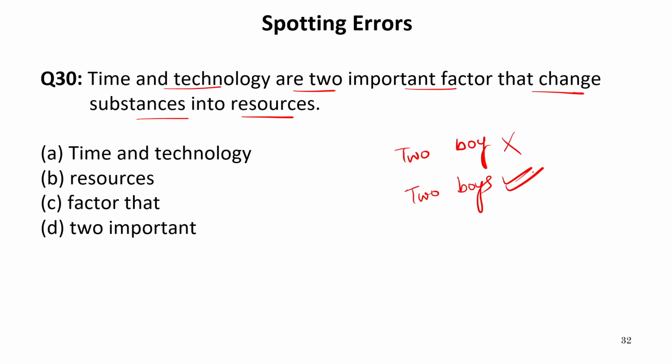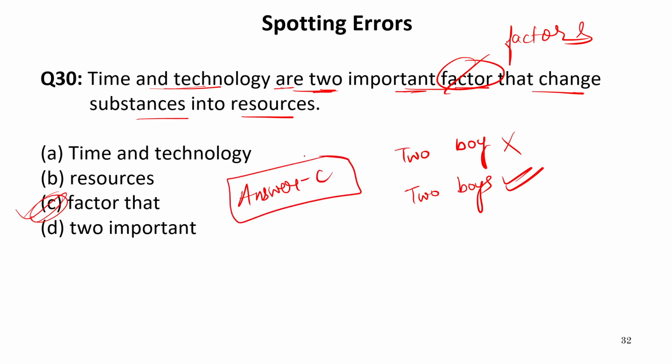Because if there is a number, the noun used after it should be in plural form according to the number which is given to us. For example, if there is one, we will have one boy, and if the number is written 2, 3, 4 and so on, it should be in plural form. So time and technology are two important. Now these are two, so two important factor? No, it should be factors. So the error is in part C, as this word is given in C. So it should be factors, not factor. So our answer is C.